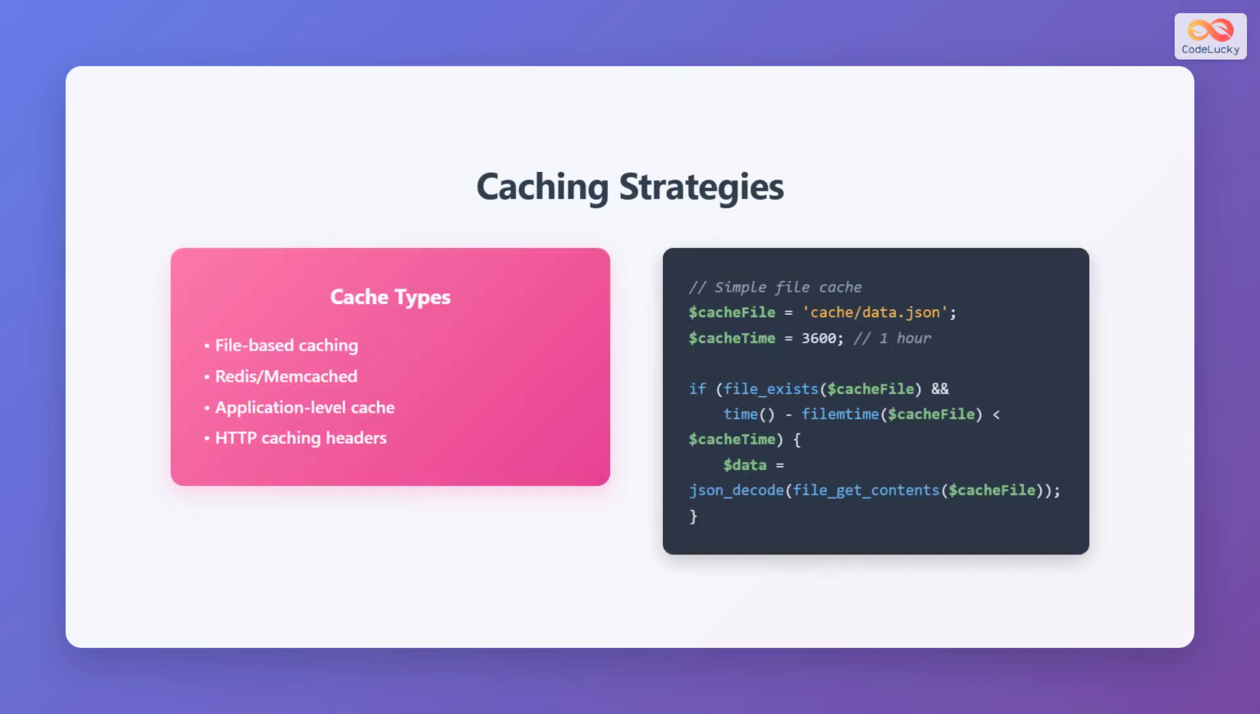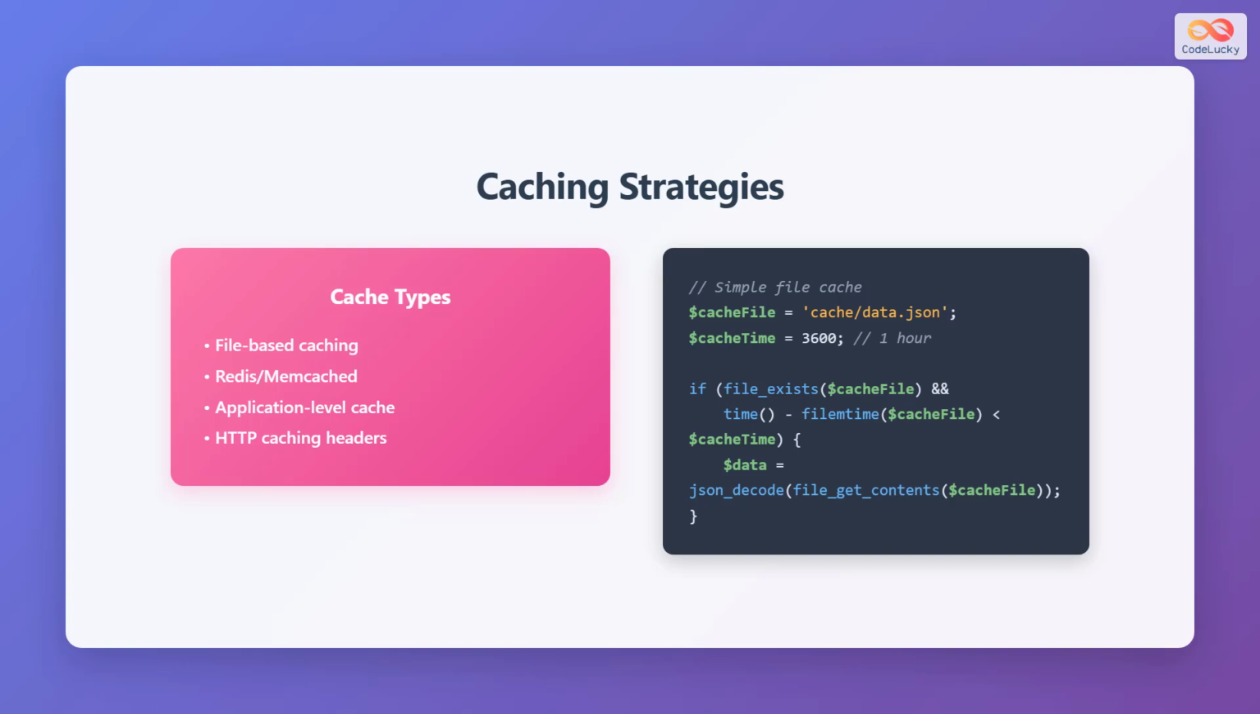Caching is a powerful technique to improve performance by storing and reusing data. Some common cache types include file-based caching, Redis or Memcached, application-level cache, and HTTP caching headers. Here is an example of a simple file cache.